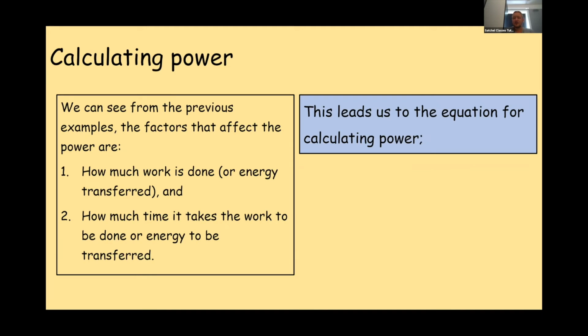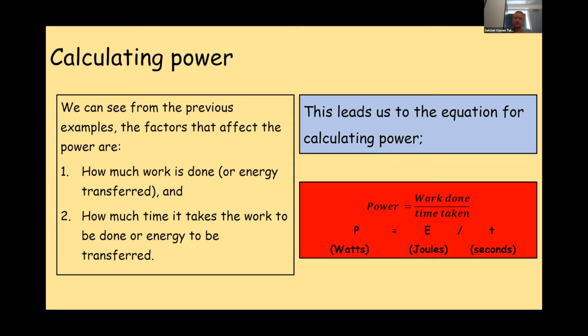This leads us to the equation for calculating power, which is power equals work done divided by time taken. In symbols, power has the symbol P. Again, work done is the same as energy transferred, so we use the symbol E, divided by the time, and time is always given the small symbol t. Power is measured in watts, energy and work done in joules, and time in seconds. So let's take a look at a couple of quick examples on this one.